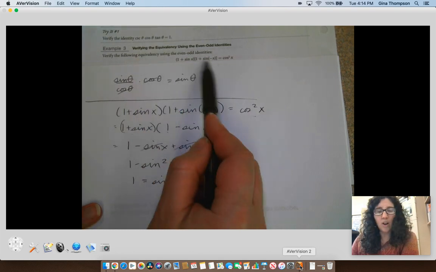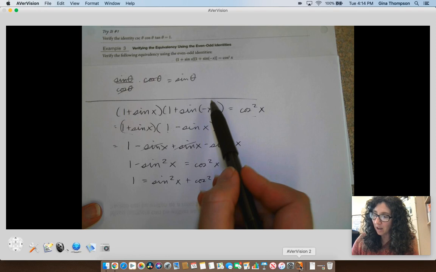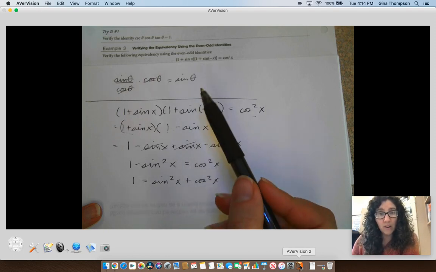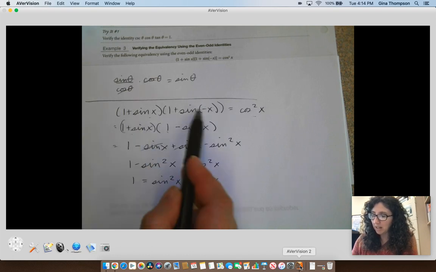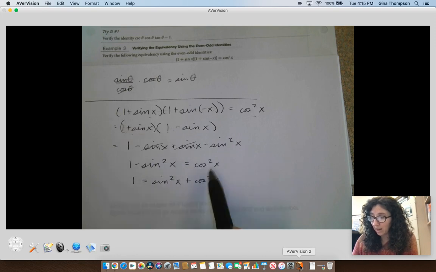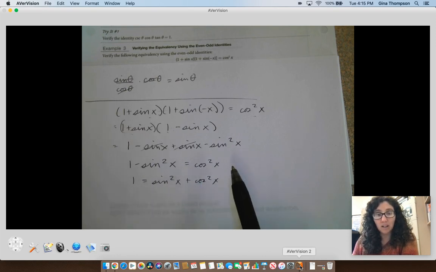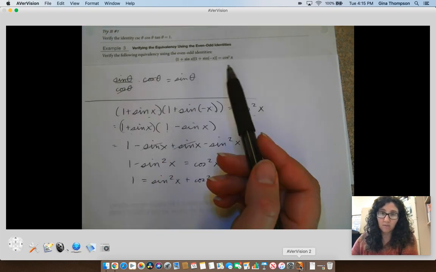Okay, so how did I do this one? They gave me kind of a complicated looking thing. They gave me a hint using even odd. But really, anytime there's a minus x in here, we can always simplify that using an even odd identity. And then I looked at the complicated side and I multiplied things out. Some stuff canceled. And I said, oh, I can make this look like a Pythagorean identity. So sure enough, I verified this equivalency.